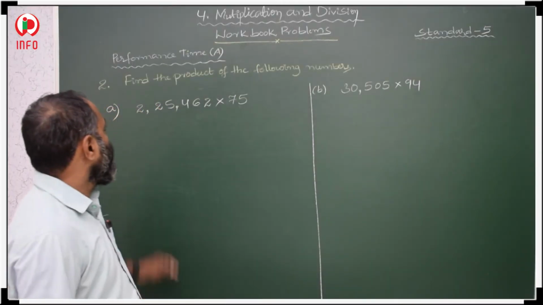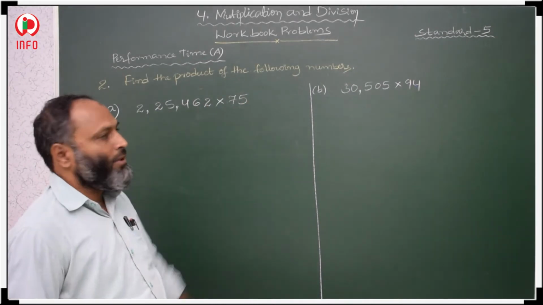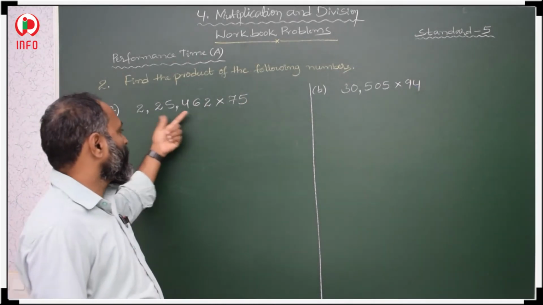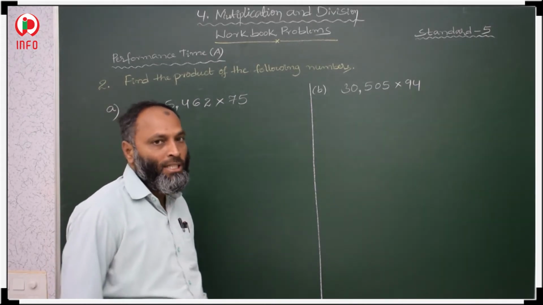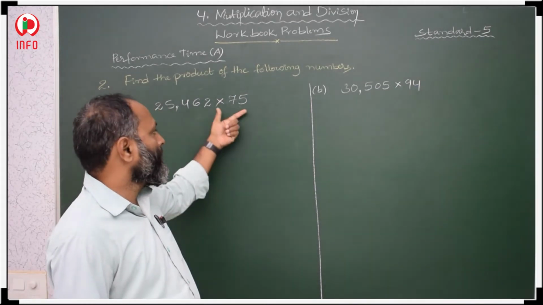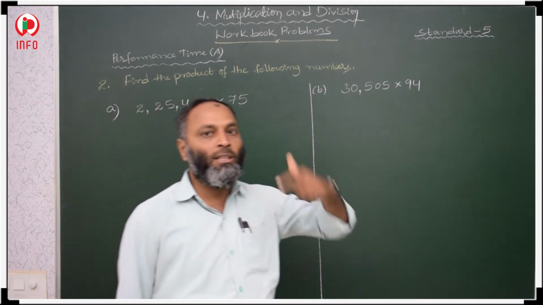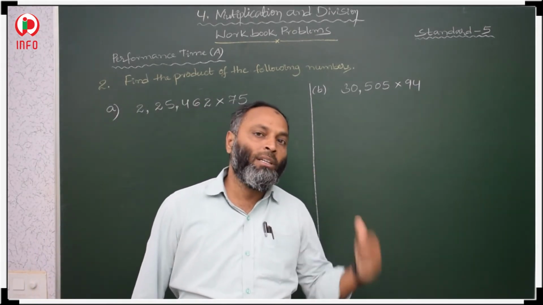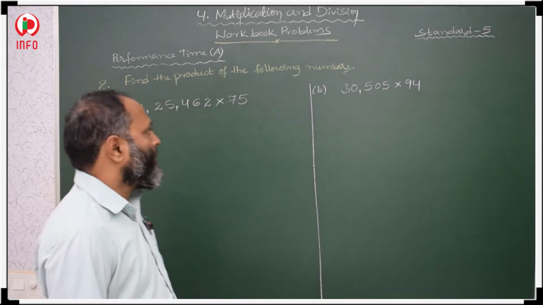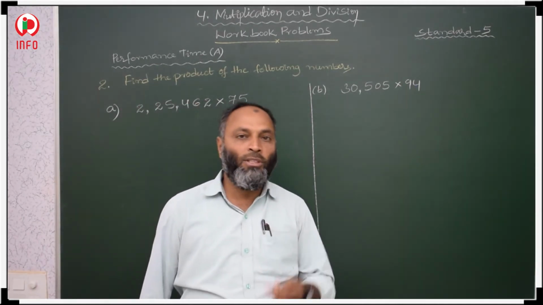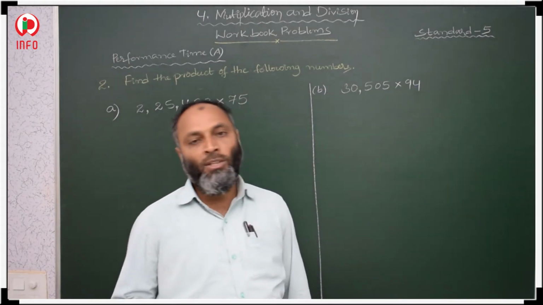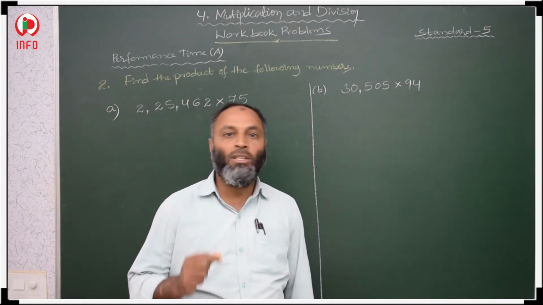Now, find the product of the following numbers. Here we have to find the product of large numbers with 2-digit numbers. Before, we did large numbers with a single digit number, not double digit numbers. So how to find the product here? Question A and question B, I am going to show you. The remaining question C and question D you have to do as your home assignment.